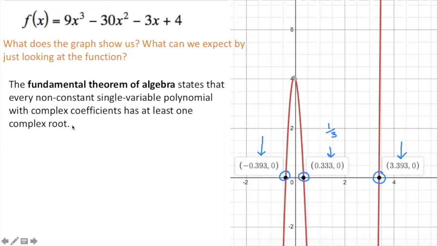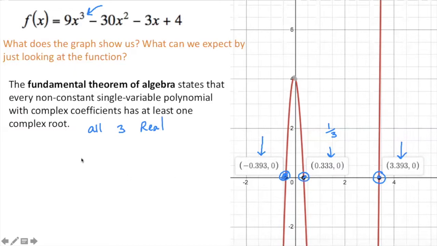The Fundamental Theorem of Algebra states that every non-constant single-variable polynomial with complex coefficients has at least one complex root. What this means for you is that if you look at the degree, or the highest power, that tells you how many roots you must have. So in this case, all 3 could be real, which is the case here because you literally see them cross the x-axis.